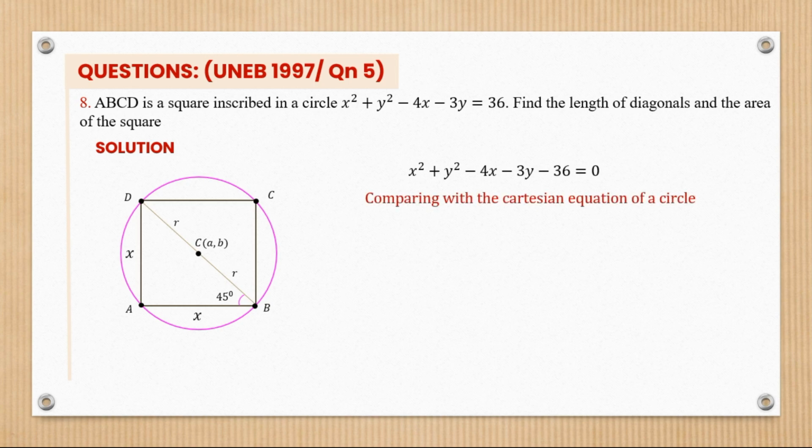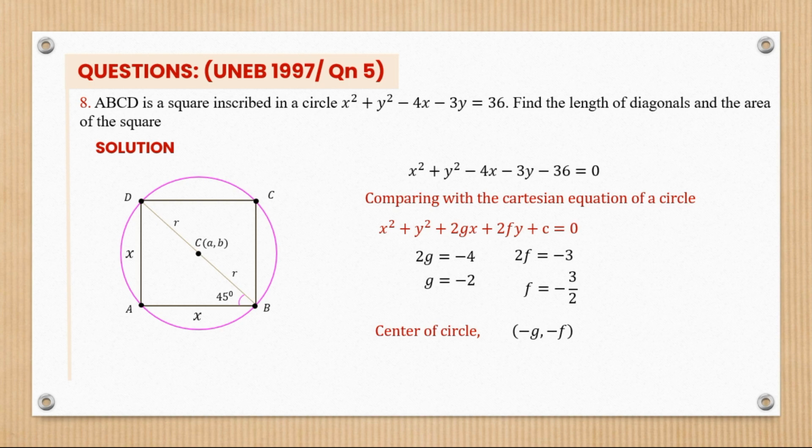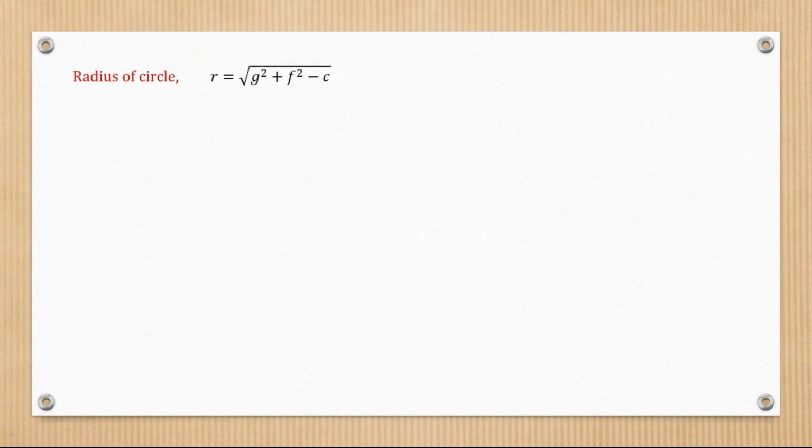So when I compare this with the Cartesian equation of a circle, I can see that 2g shall be equal to negative 4, of which g shall be equal to negative 2. And then 2f is equal to negative 3, of which f shall be equal to negative 3 over 2. So now I can state that the center of the circle is c equal to (2, 3 over 2). Alright, so now that I know that, I can also find the radius of the circle.